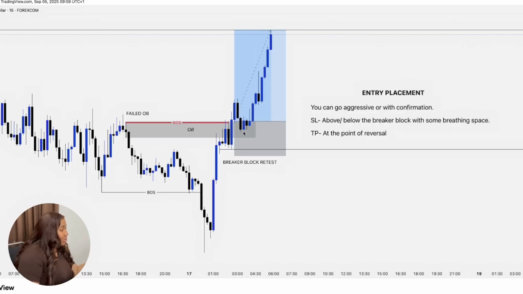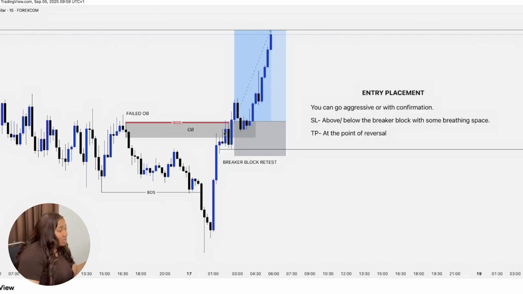Price came, tested it, which is now a breaker block. You can see it's a breaker block retest and now pushes to your direction. So this is just how you need to approach it. You need to be very careful and understand when an order block has failed and how to actually take your entry. And before taking your entry, I will advise that you wait for confirmation. Make sure that price is indeed respecting that point.